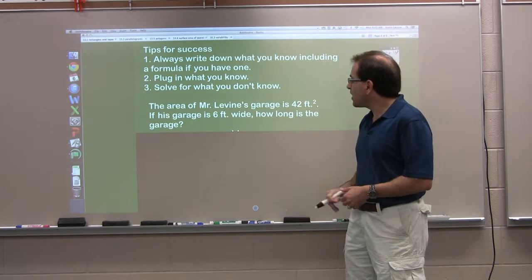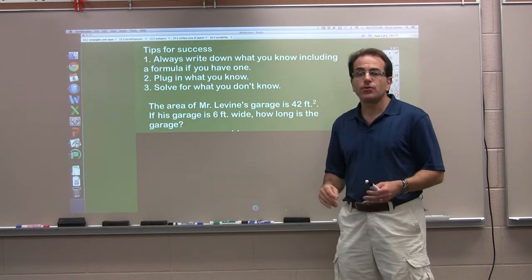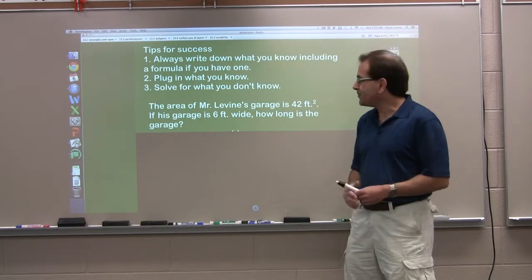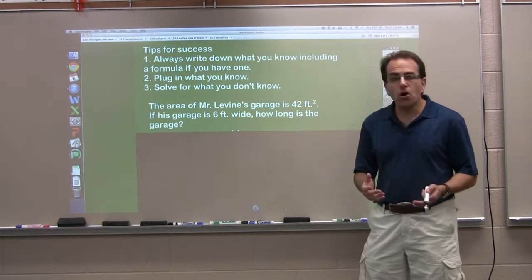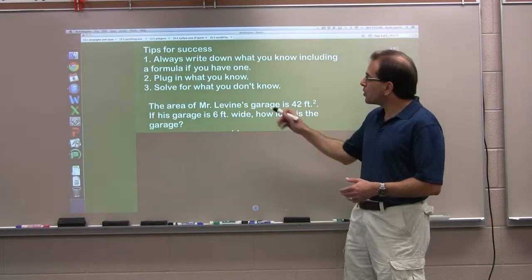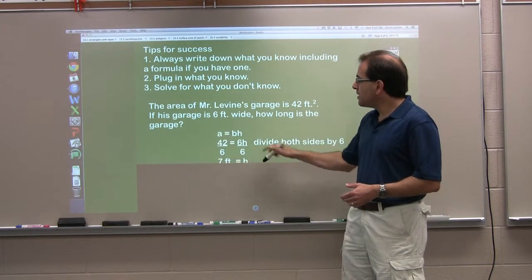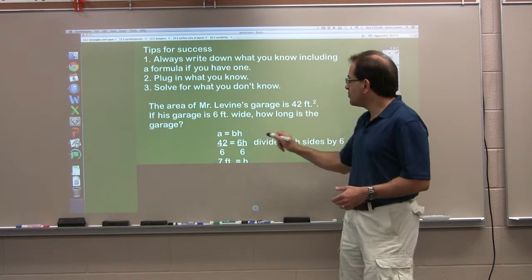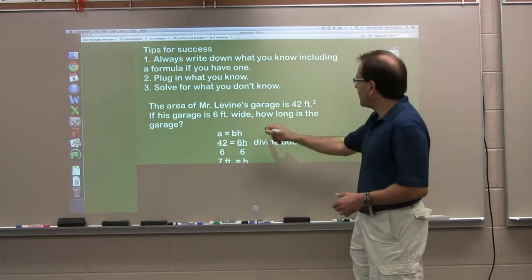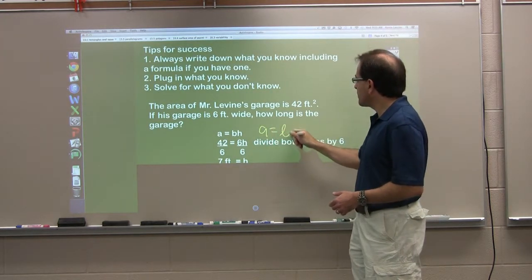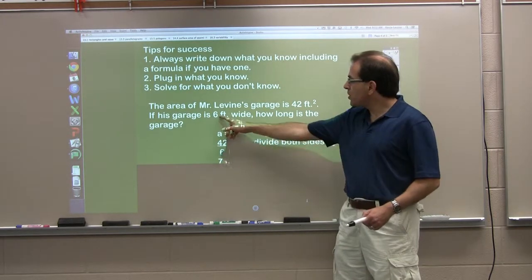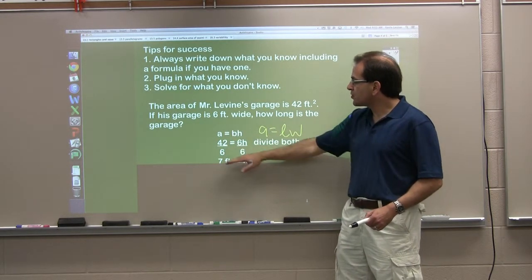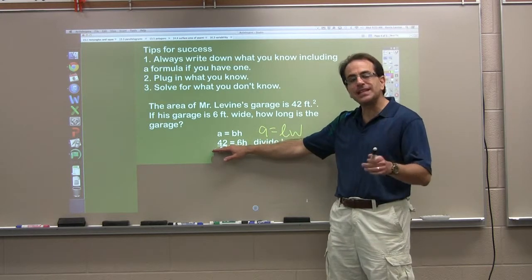The area of my garage is 42 feet squared. That's a pretty small garage. If my garage is 6 feet wide, how long is the garage? So we're going to write down our formula, base times height. Again, we could have used area equals length times width. We know the area is 42. We know one of the dimensions is 6, so we're left with 42 equals 6 times B.